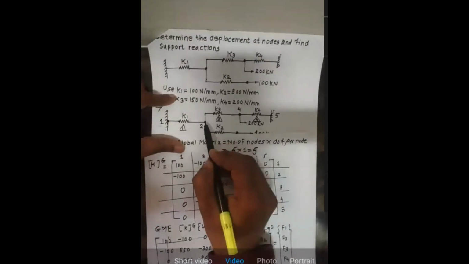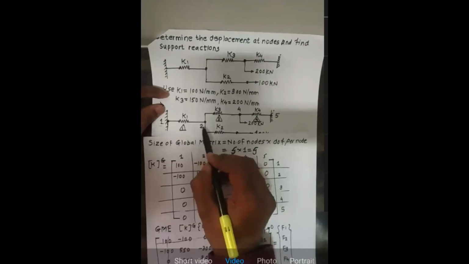So let's see F2. What is F2? Force applied at node 2. Now see, what is the force applied at node 2? Let me know. Is there any force applied at node 2?